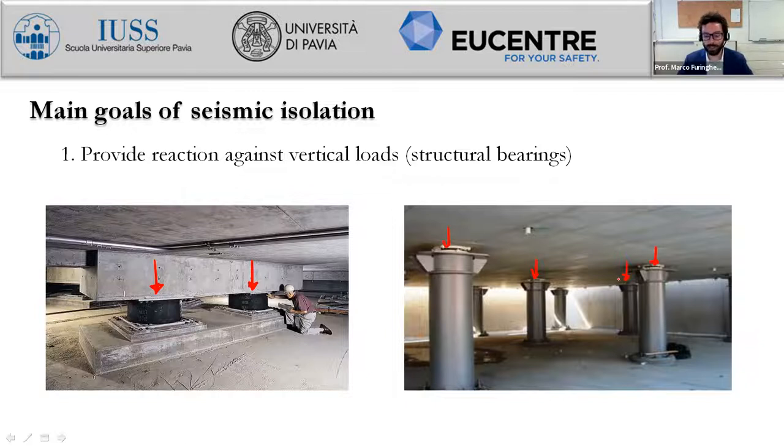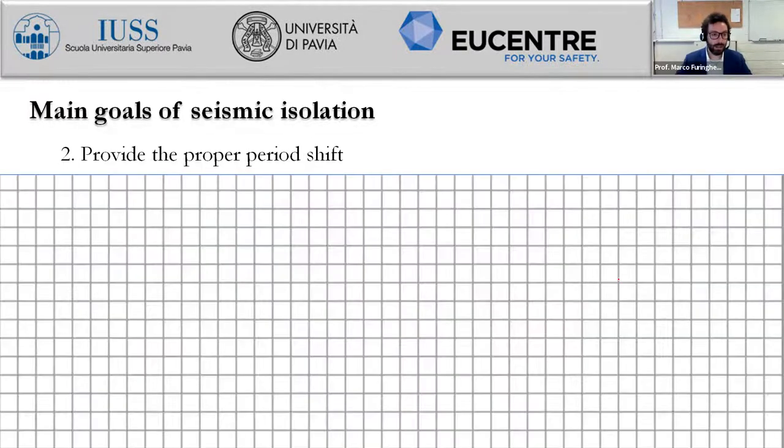horizontal seismic motion. Then we can also consider that generally the seismic motion is not only horizontal, but there is also the vertical component. And the vertical component in many regions, not in Italy maybe, but worldwide, can reach very high values. So we have to remember that they have to be structural bearings. So there are a number of verifications that we have to consider in order to provide the effective stiffness for vertical loads. So we have to provide the proper period shift.